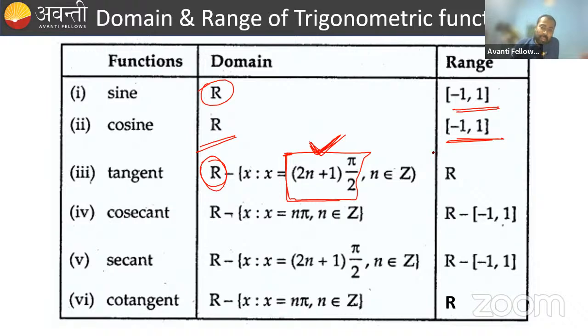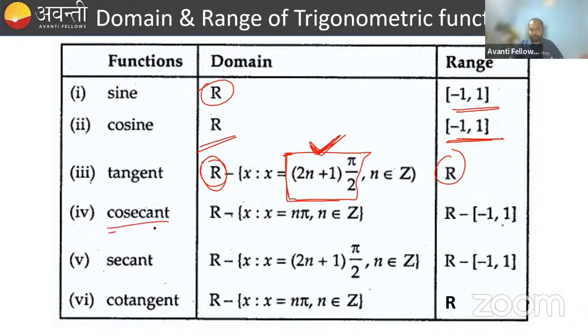And the range is R, because you can imagine the graph of the tangent function. The graph goes from -infinity to infinity on the y-axis. That's why the range is R, right?